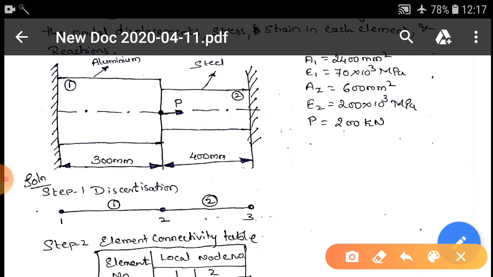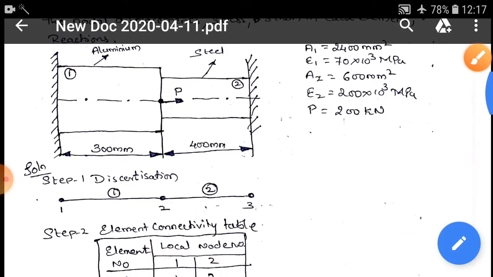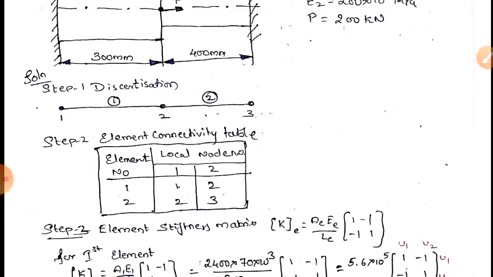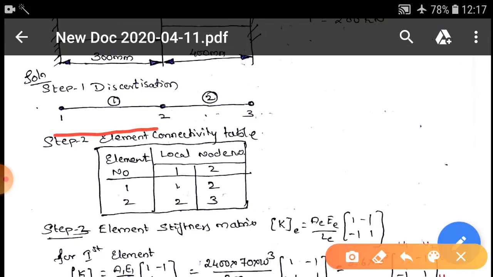Node numbers are written below it, that is 1, 2, 3, and element numbers 1 and 2 are written above it. After this, what's the second step? Write the element connectivity table. Element 1 is connected between 1 and 2. Element 2 is connected between 2 and 3.